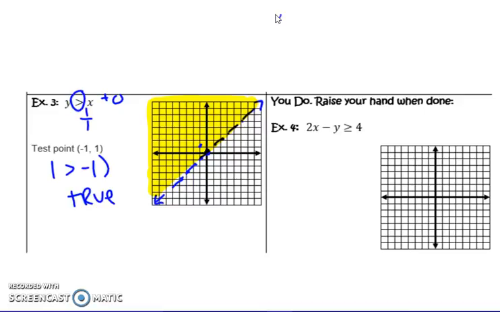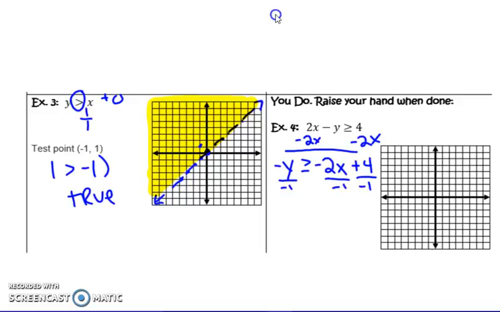Now, our last one, we're going to turn it into slope-intercept form. Subtract 2x on both sides. I'm now left with negative y is greater than or equal to negative 2x plus 4. Y has a negative 1 in front of it, so I'm going to divide everything by negative 1, and I'm also going to switch my sign, so y is less than or equal to 2x minus 4. Well, that tells me I'm going to start at (0, negative 4).